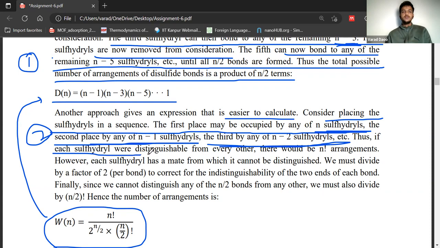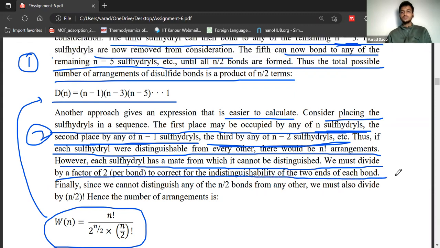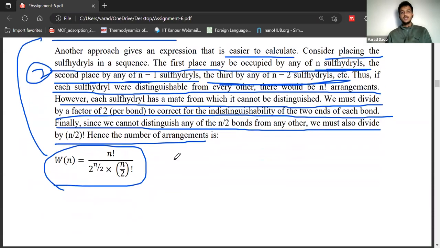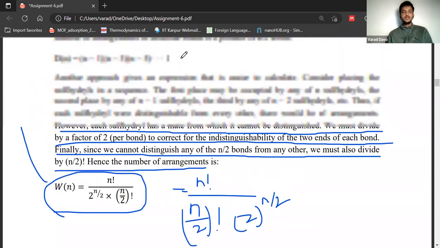Thus, if each sulfide were distinguishable from any other, there would be n factorial arrangements. However, each sulfide has a mate from which it cannot be distinguished. Hence, we must divide by a factor of 2 per bond to correct for indistinguishability of the two ends of each bond. Finally, since we cannot distinguish any of the n by 2 bonds from any other, we must also divide by n by 2 factorial. So the total number of possible arrangements is n factorial divided by (n by 2) factorial and by 2 to the power n by 2, right? When you simplify it, you get the same expression.